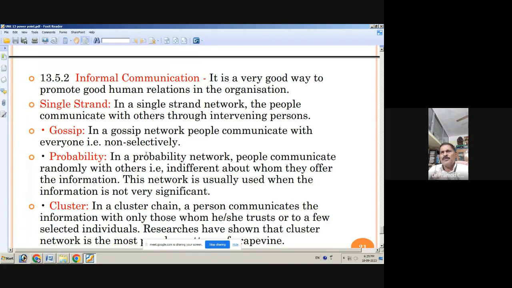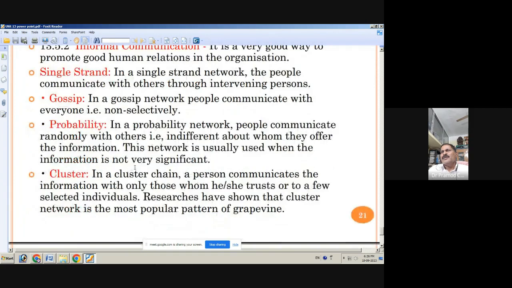Gossip is also one type of network. We are talking in a very informal way in any matter. We are communicating with each other. Everyone will participate. That is one type of gossiping. Probability: communication is random. Some are indifferent and some are not indifferent. This network is usually used when the information is not very significant. Some probability is there. Somebody will participate, some may not participate.